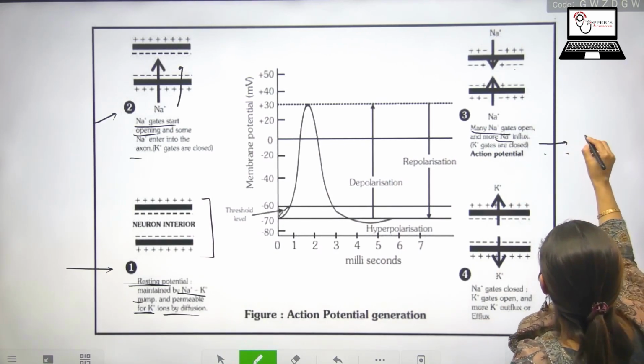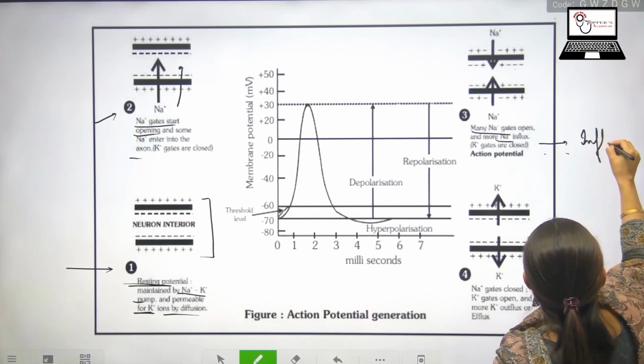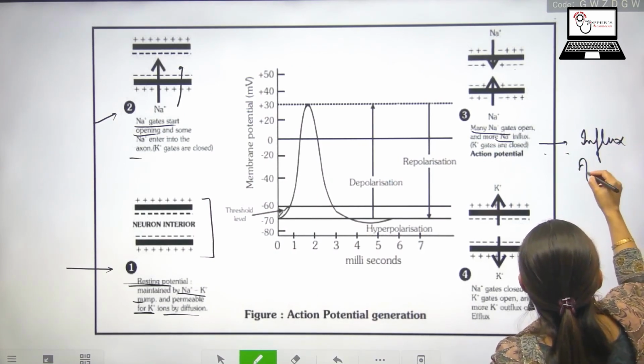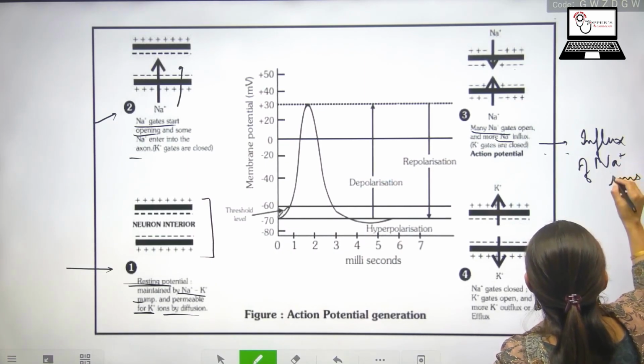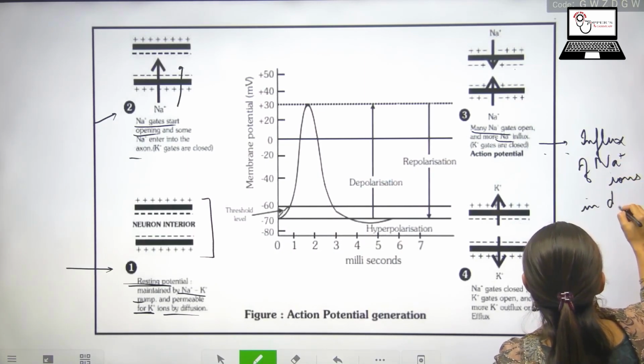So here, influx of sodium ions in depolarization.